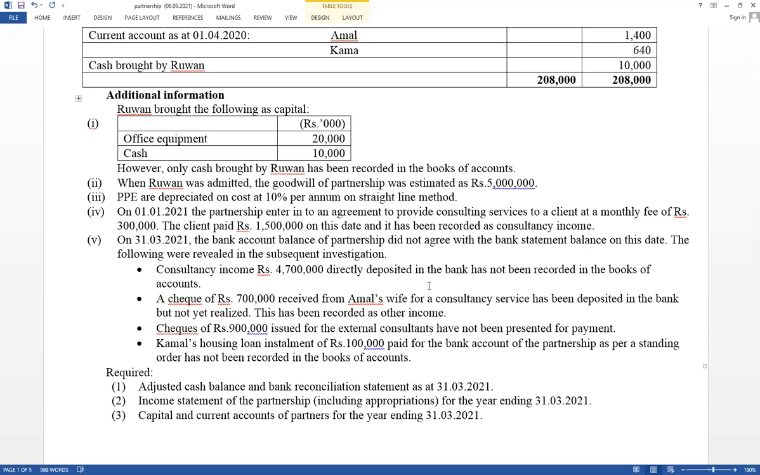Admission at the beginning of the year. Therefore, a new partner is also available during the current period. A trial balance has been given. As well as bank reconciliation, they asked together with partnership.